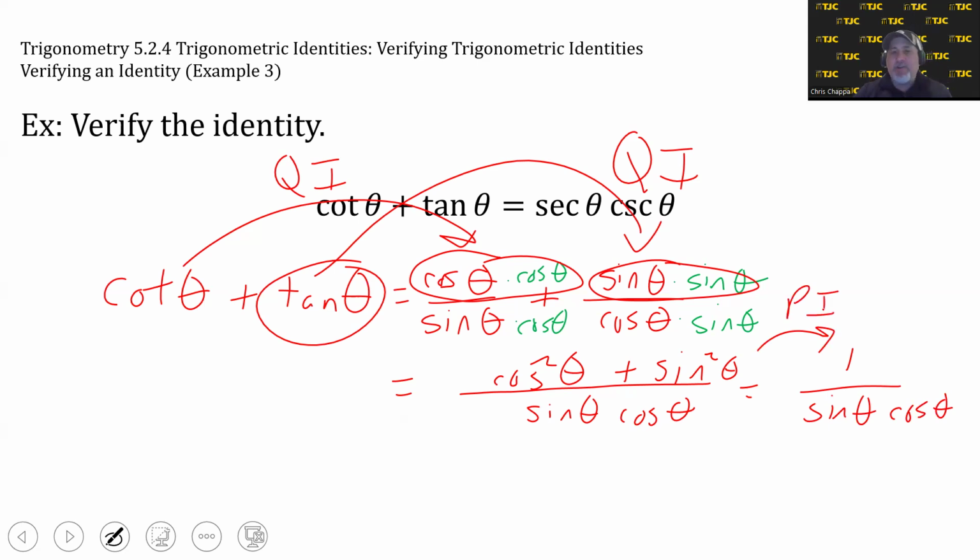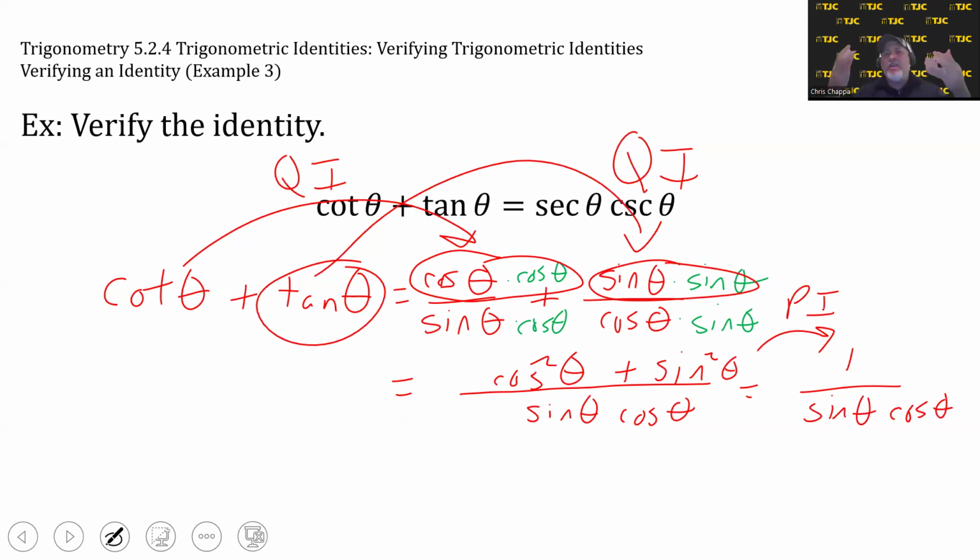Now, there's a much cleaner way to do this. Unfortunately, I limited myself to one screen. So I think after this video, I'll insert an extra video that shows you a much cleaner way to organize this work. So at this point, we've transformed the left side into 1 over sine theta cosine theta, which is probably transparently the right side.